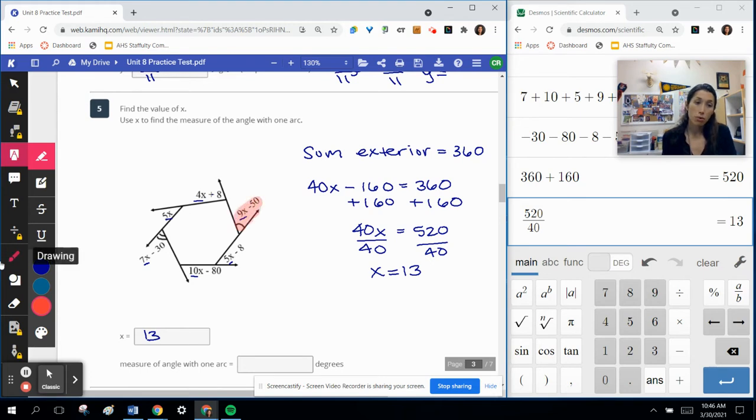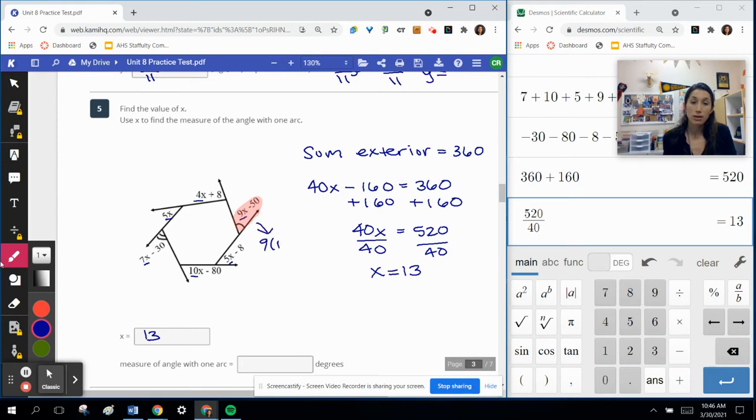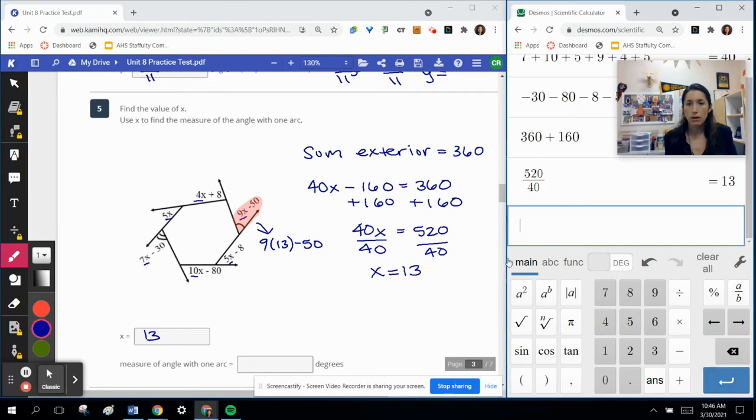So we just need to plug 13 into that. We got x was 13. 9 times 13 minus 50. So let's plug this into our calculator. We'll do 9 times 13, and then we'll subtract 50 from that. Make sure you set it in parentheses as well. And that's going to be 67 degrees. And you could go ahead and plug it in to each of them and then verify that all of them add up to 180 as well.